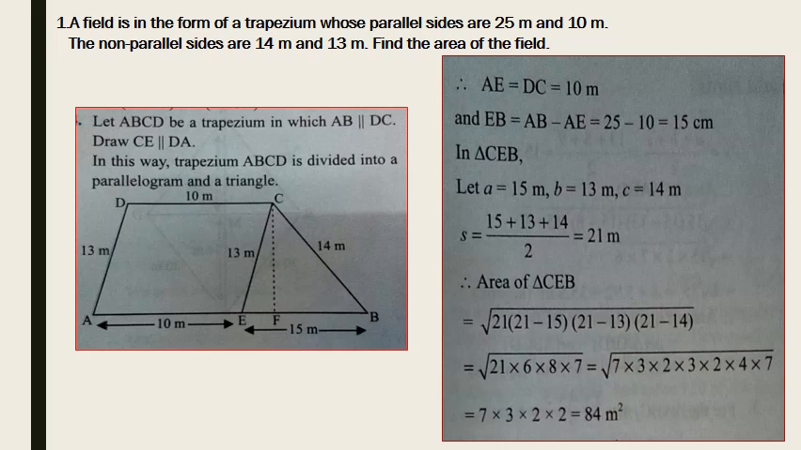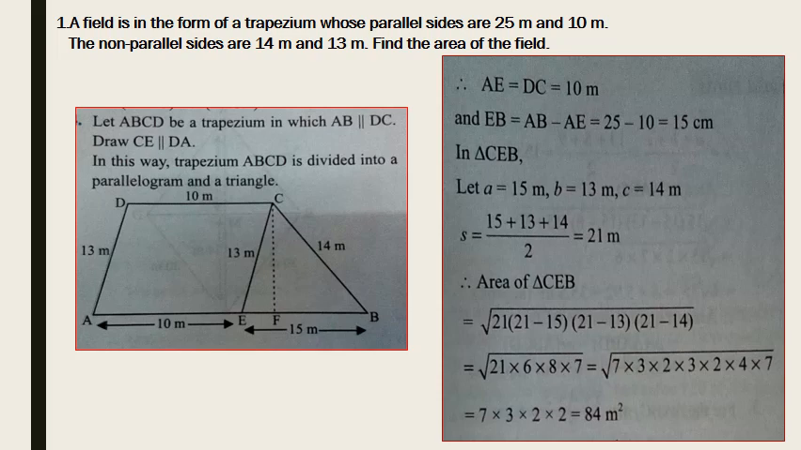Here in the figure, draw CE parallel to DA. We have to draw a line CE parallel to DA. Now we get the trapezium divided into two parts. One is a parallelogram, the other one is a triangle. So we get a parallelogram ADCE. In this ADCE, AD and CE are the opposite sides of the parallelogram. So since AD is 13 meter, CE is also 13 meter.